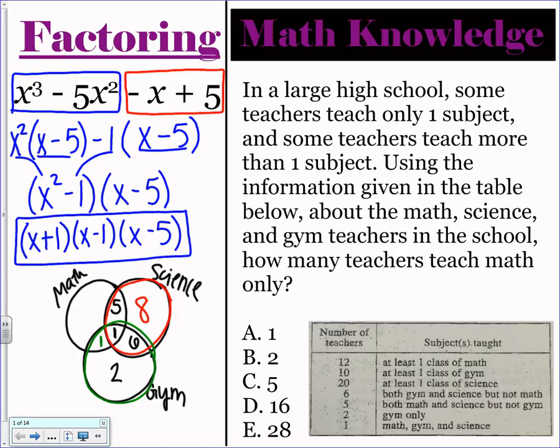And then the last thing, we have 12 that teach at least 1 class of math. So all of these have to add up to 12. So we have 5 and 1 and 1. So that means 5 teach only math. So how many teachers teach math only? The correct answer would be C. So those were the answers for your factoring and your math knowledge question for today.